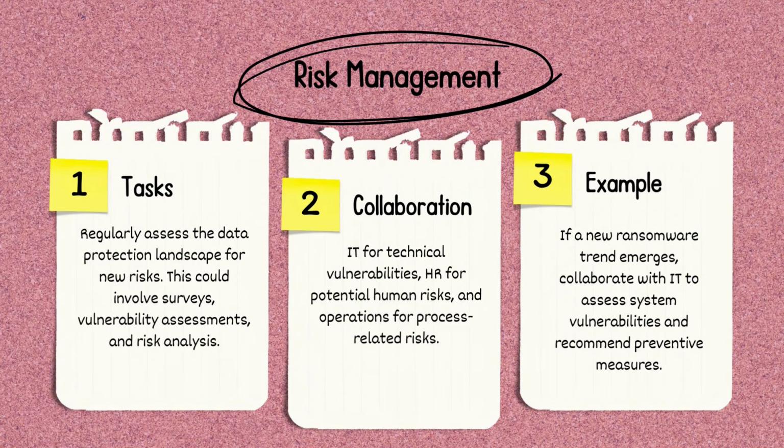Next, risk management. So the task here is to regularly assess the data protection landscape for new risk. This could involve surveys. You may do vulnerability assessments and risk analysis. Collaboration, yes, with IT for technical vulnerabilities, HR for potential human risks, and operations for process-related risk. Example, if a new ransomware trend emerges, collaborate with IT to assess the system's vulnerabilities and recommend any preventive measures.